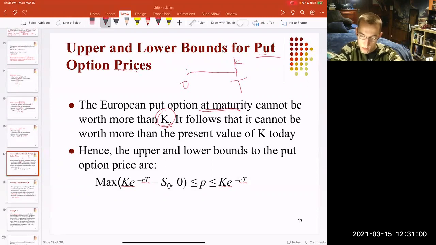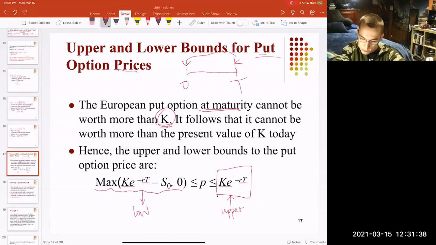So the upper bound for puts, we should discount K to time 0. That's why this is the upper bound, okay? We discount K back to time 0, so continuous discounting. So the upper bound to the put option price is the present value of the strike price, but the lower bound is similar to call, right? The difference is what? Now we do K minus S0.